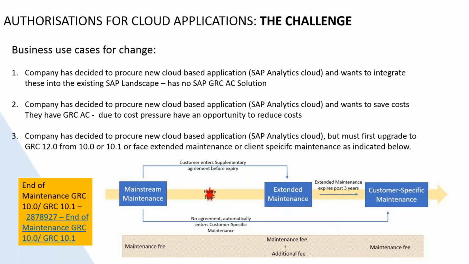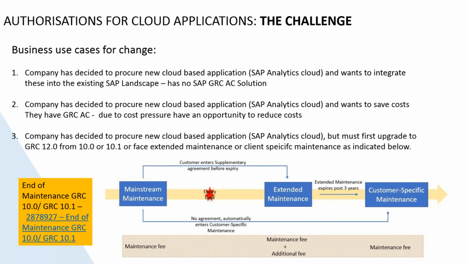And for organizations that really are cost conscious, there is now a potential opportunity to change out from GRC Access Control, because if you're not able to do the migration and upgrade your GRC Access Control in this time frame, you're then going to go into extended maintenance and then customer maintenance, etc. And you can see that there are some additional fees that are charged on top of this. So what we want to do is give you an opportunity, as an alternative, to look at setQ and see how this can fit into any one of these three business use cases.